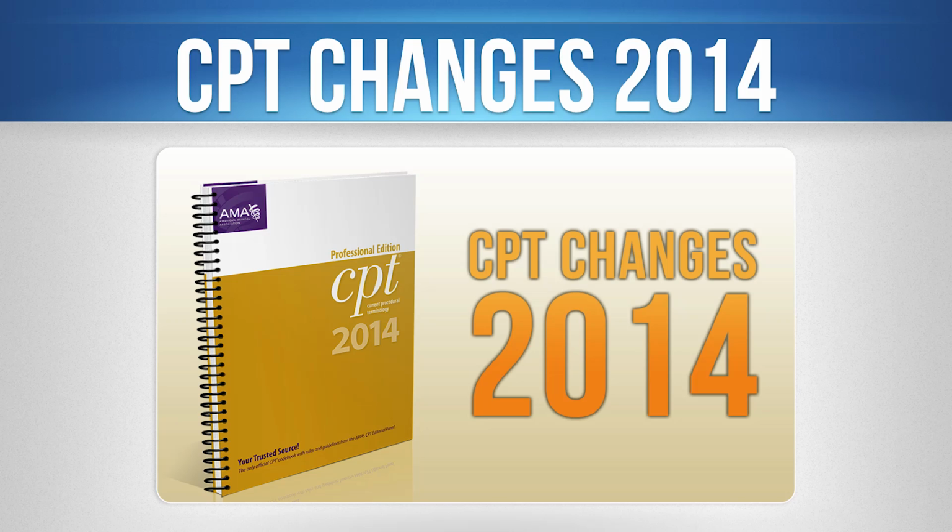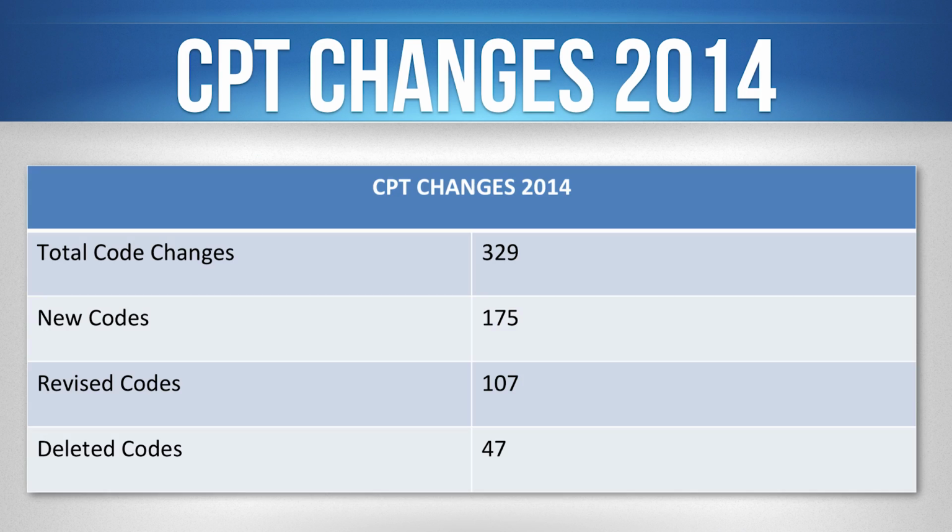Today we're going to be talking about some of the changes to CPT 2014. CPT in 2014 has a total amount of changes of 329. They include 175 new codes, 107 revised codes, and 47 deleted codes.